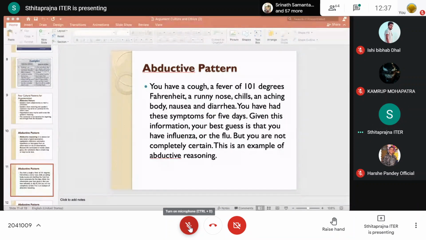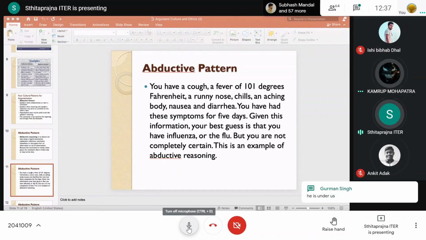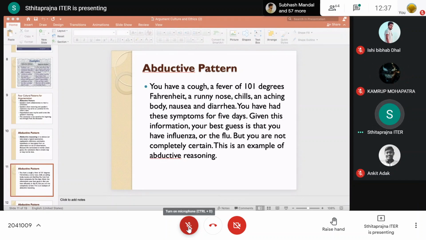Exactly. Deep is not like Mamta Didi. Deep's two legs are okay, but Mamta's only one. The moment she won the election, she started running, you see.